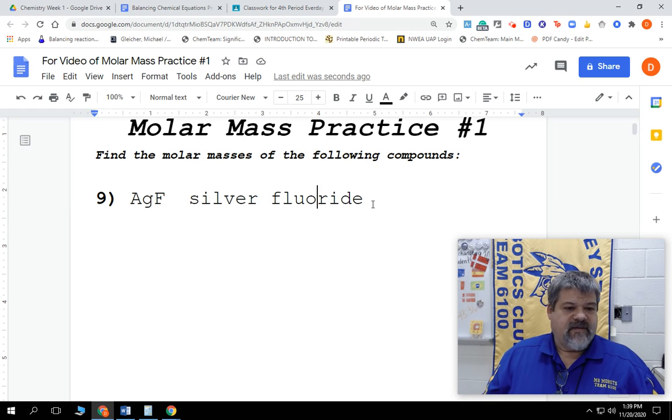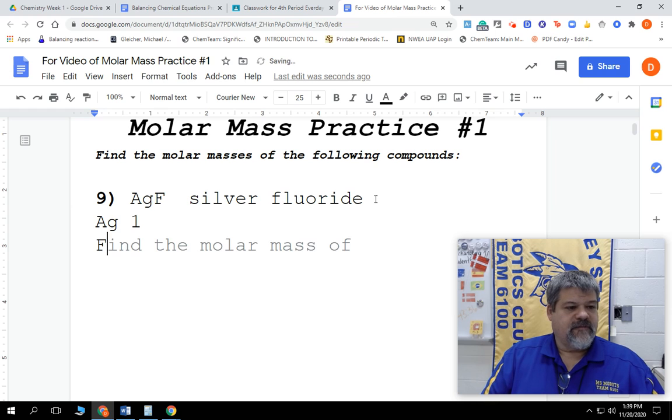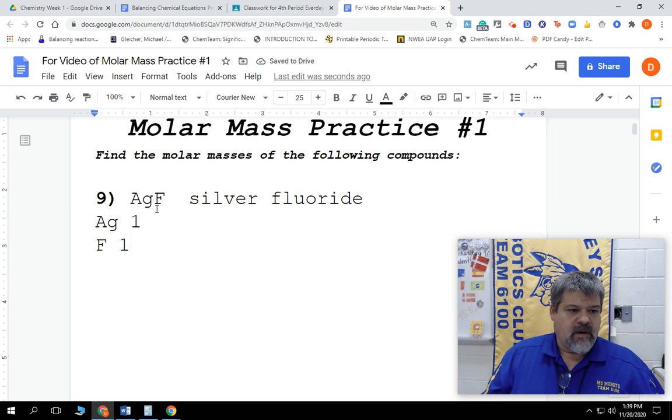So once we have this down, we can go ahead and figure out the molar mass. We're going to write down the elements that we have in the compound. So we have Ag. How many of them do we have? Only one. And then we have F, which is fluorine. How many of those do we have? We have one. How did we determine there's only one? Subscripts. Subscripts tell us how many we have of each one.